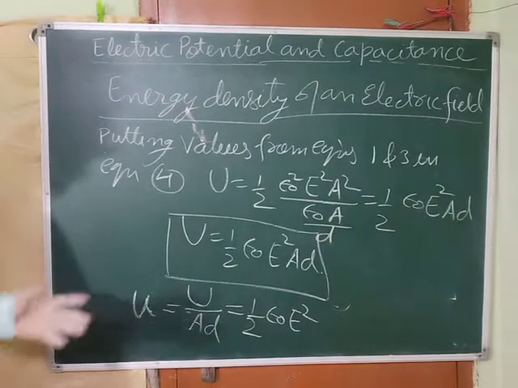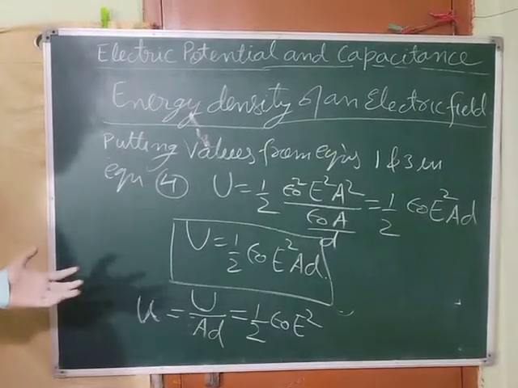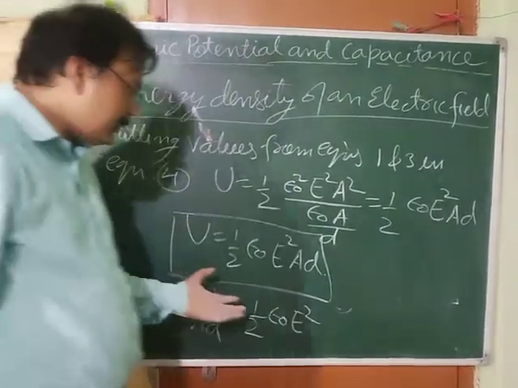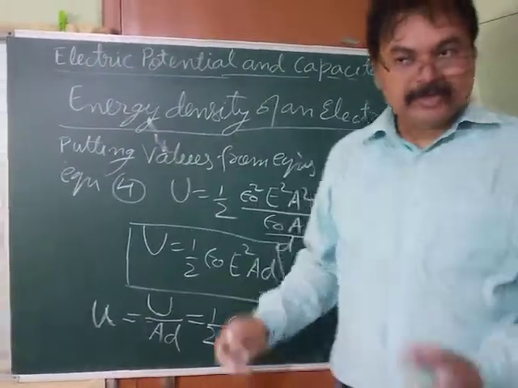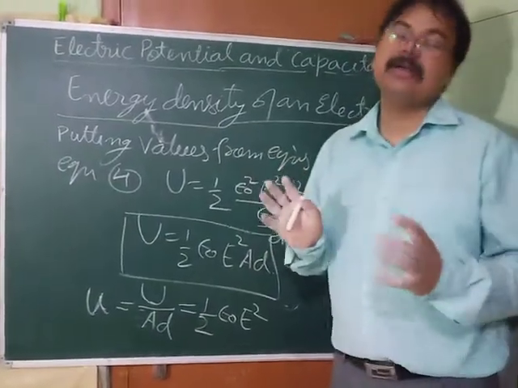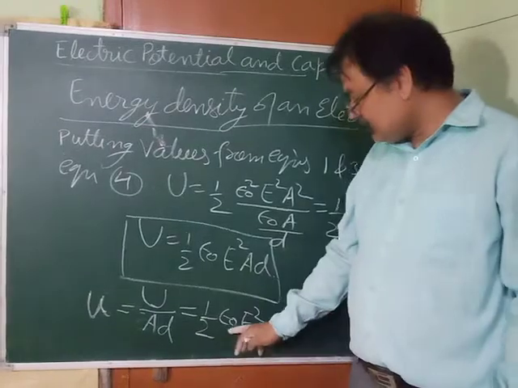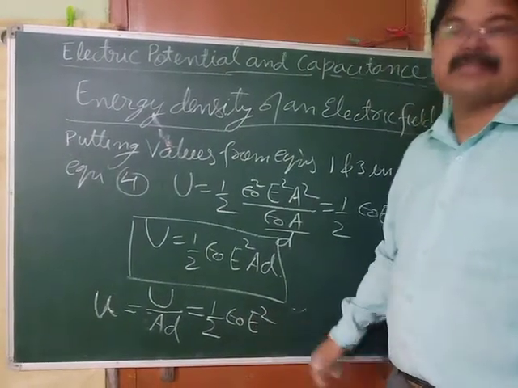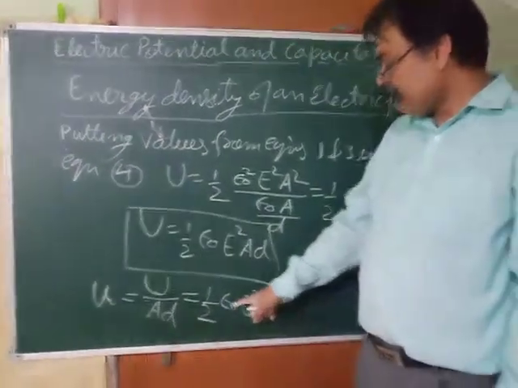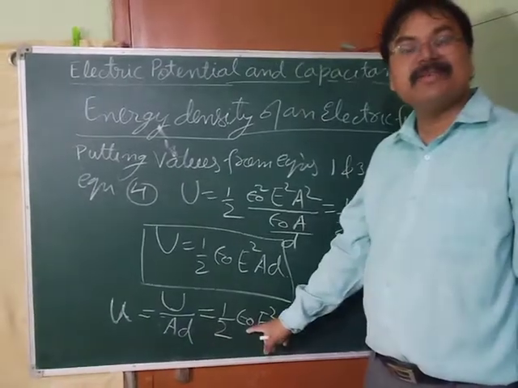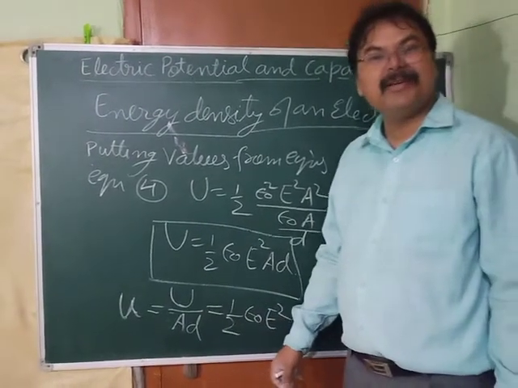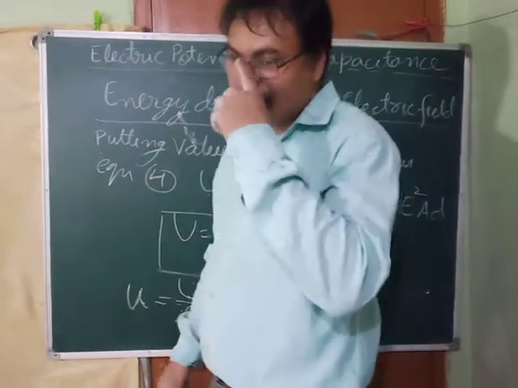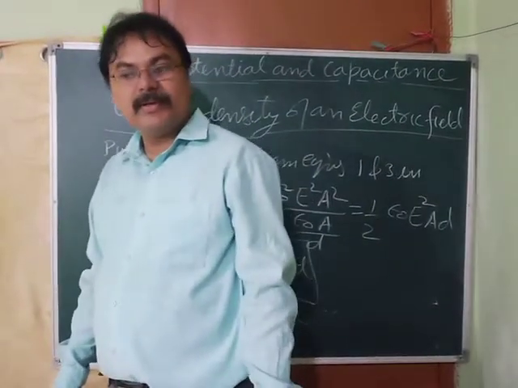So we got the expression for energy stored, associated with that field which is developed between the plates of a capacitor. That is half epsilon naught E square. So energy density remains almost constant if the medium is not changing, and the electric field is not changing. Two things.